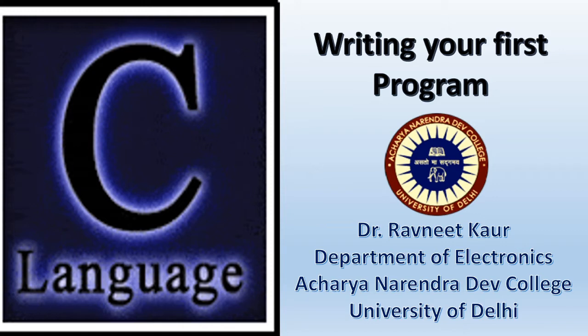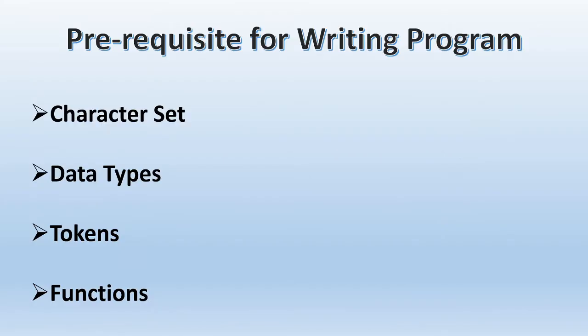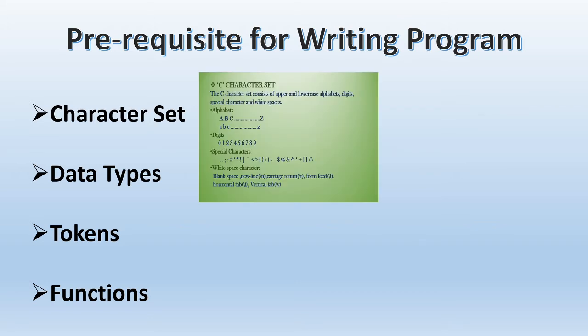In this video, I am going to discuss how to write a C program. But before actual writing of a program, there are certain prerequisites which one should know. Before writing a program, one should know about the character set, which is a valid set of characters that are used in the source program or characters available when program is executing.